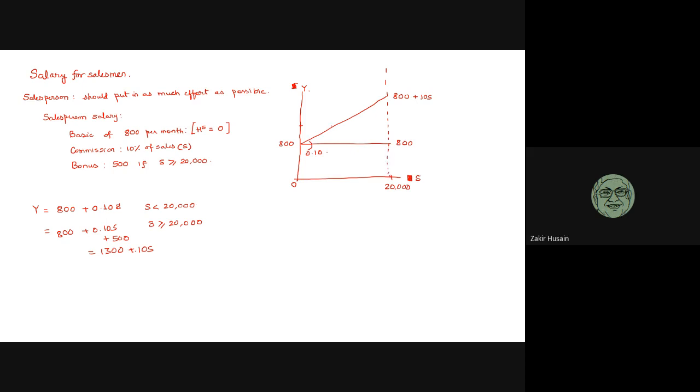So before 20,000, you still have the earlier slope. From here it will go like this, and now it's parallel. This is 1300 plus 0.1 S. The slope is the same, only the intercept has changed. So there's a jump over here.